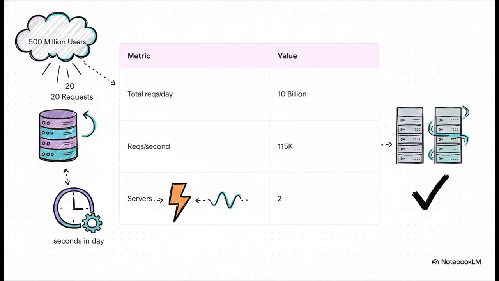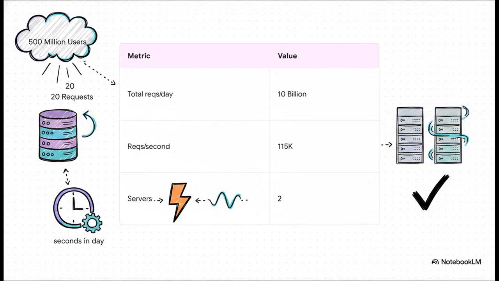Okay, let's run the math on those assumptions real quick. 500 million users multiplied by 20 requests gives us a staggering 10 billion total requests per day. To find our per second load, we just divide that 10 billion by the 86,400 seconds in a day, which lands us at roughly 115,000 requests per second. Since one server handles 64,000 RPS, dividing 115,000 by 64,000 gives us our answer. A grand total of just 2 servers?